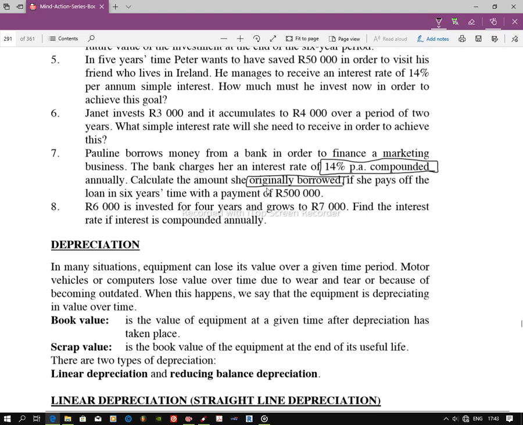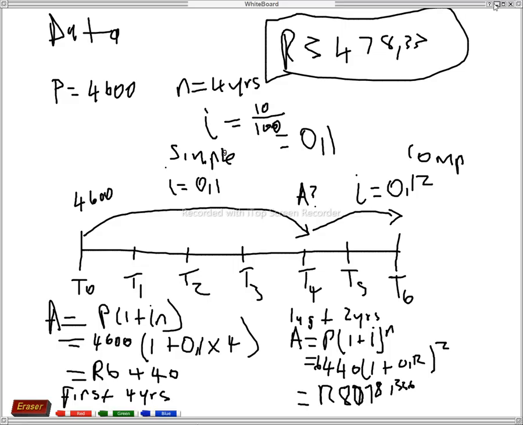If she pays off the loan in 6 years time with a payment of this, no, they don't want the accumulated amount, I'm sorry about that. They want the present value, or the borrowed money, because we are given the future value here for 6 years. All of these that I underlined or put in the box are the important things that you must know when you read the statement there. So let me just clean the board here.